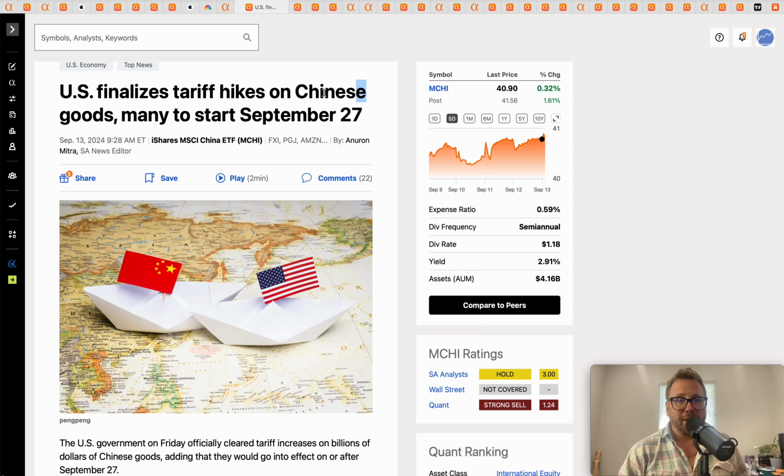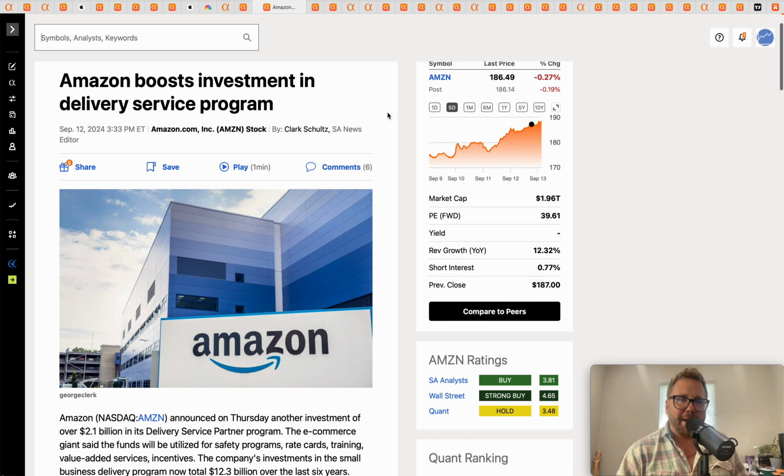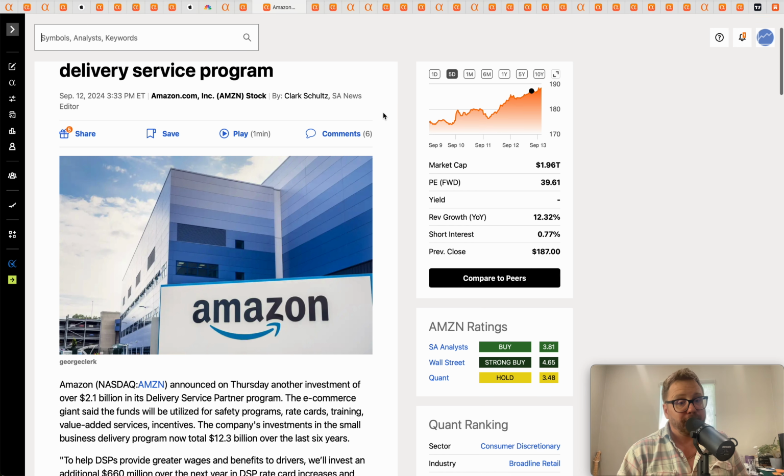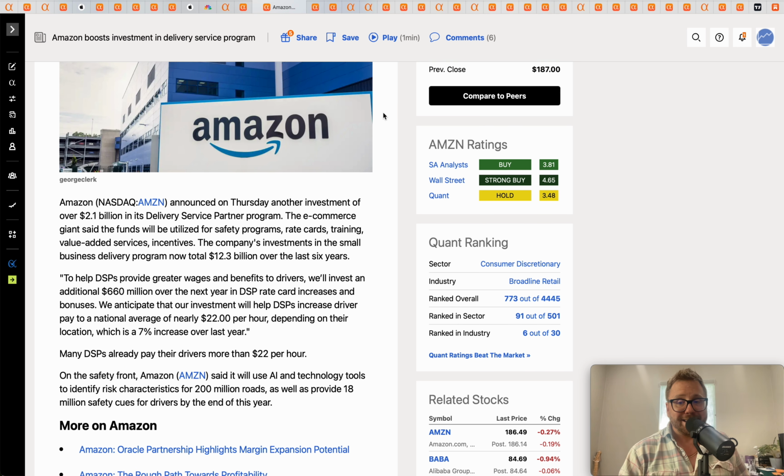So here we are with a bunch of tariffs that obviously will impact goods heading onto Amazon, but it does benefit domestic firms. So some of that can offset. Now, Amazon is going to boost investment in their delivery service program. They obviously continue to do that. Those vans that drive around your neighborhood, those Amazon vans, are actually something called the Delivery Service Partner Program, very similar to how FedEx runs. FedEx is a parent company.